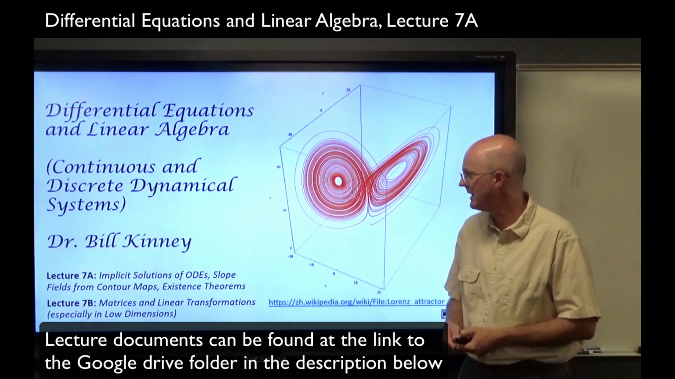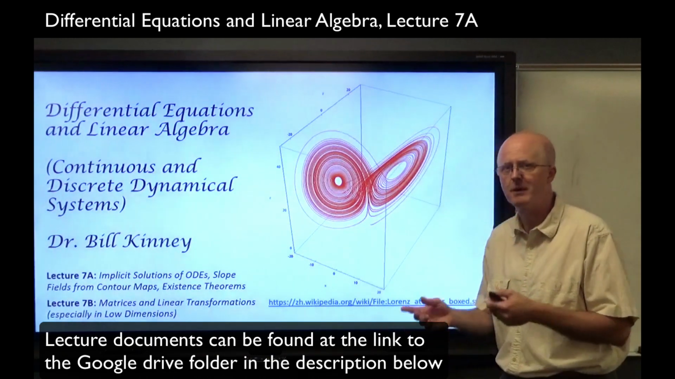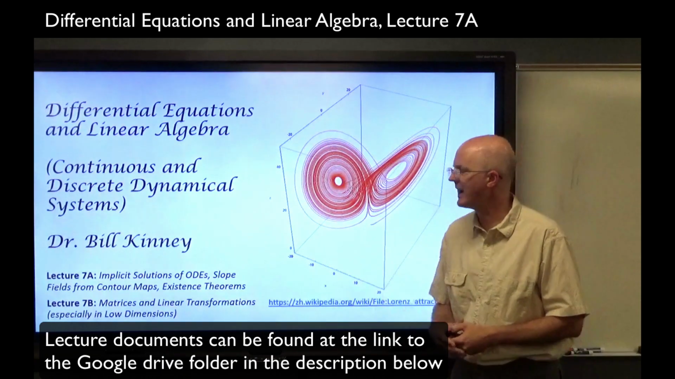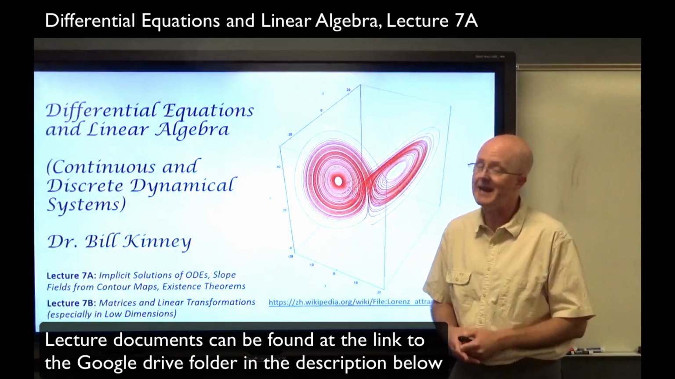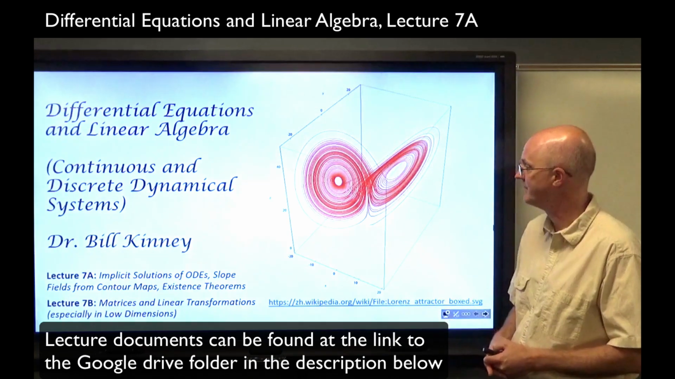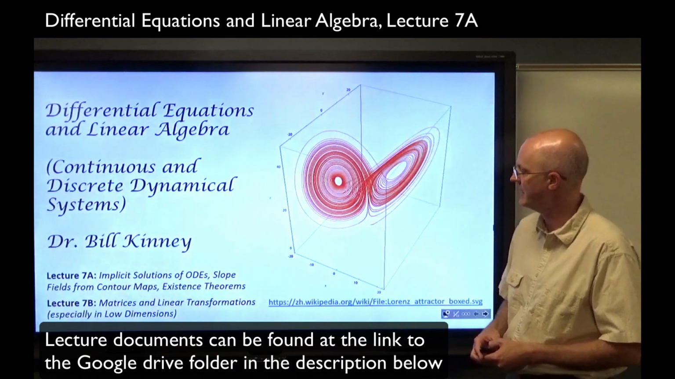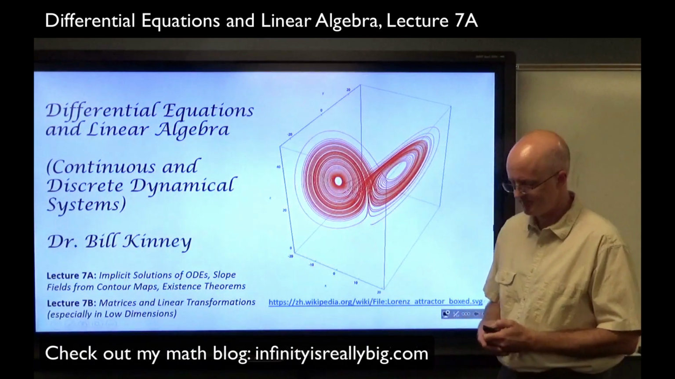That's something new. Slope fields made from contour maps. We've talked about slope fields before, but I'm going to talk about a more systematic way to think about them here. And then we're going to start talking about some theorems, some existence theorems in this case. Starting in lecture 8, we'll also look at uniqueness theorems. Then in lecture 7b, it's the linear algebra. We're going to look at matrices and linear transformations, especially visualizing them in low dimensions.